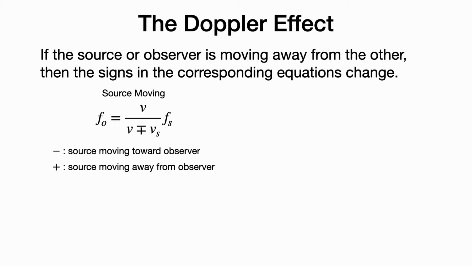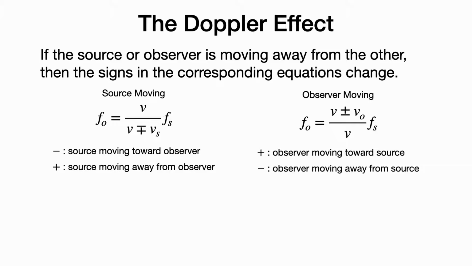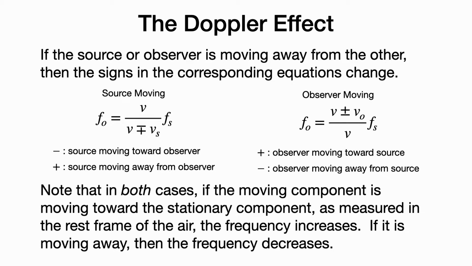If we change the minus sign to a plus sign, this indicates that the source is moving away from the observer. If we consider the case where only the observer is moving, then the sum of the speeds in the numerator indicates that the observer is moving toward the source. If we change the plus sign to a minus sign, then the observer is moving away from the source. Note that in both cases, if the moving component is moving toward the stationary component, as measured in the rest frame of the air, the frequency increases. If it is moving away, then the frequency decreases.